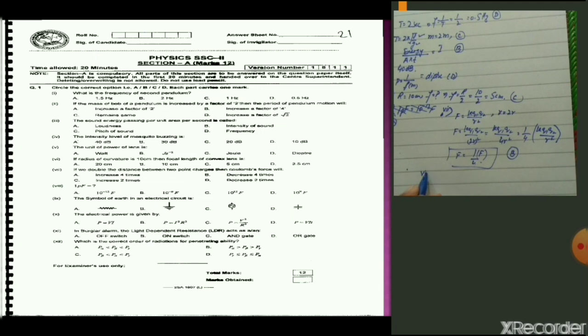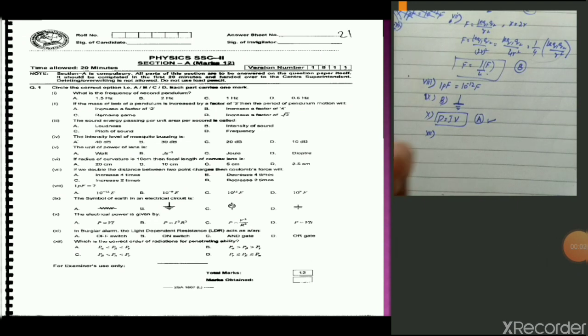Question number 8: 1 picofarad, which is equal to, by the prefixes, 10 raised to the power minus 12 farad. Question number 9: The symbol of earth in an electrical circuit, option B. These symbols are used for the earthing of an electrical circuit.